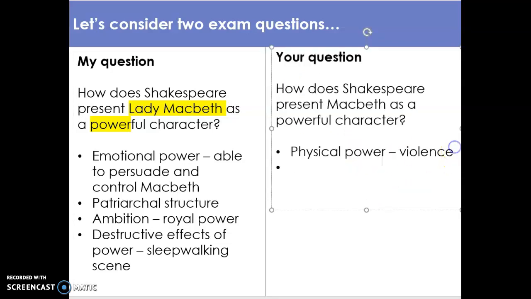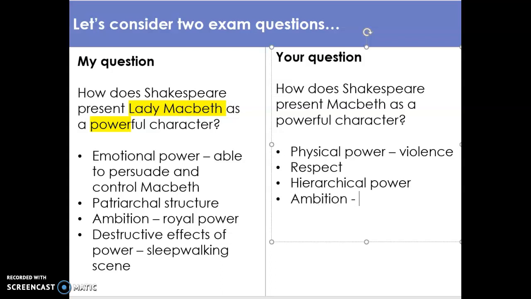He also has respect. It's a type of power. He can influence others because he's respected by the king and by the other thanes. He's got hierarchical power. Now, if you remember from the last session, hierarchy means a society which is organised by your status within society. Well, Macbeth is a thane. He becomes third in line to the throne, so he has that hierarchical power and that authority. But of course, very much like his wife, he also has the ambition for royal power. What he craves is not to be third in line, but to be number one, to be the top guy.